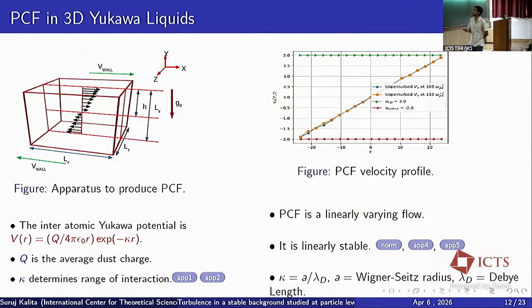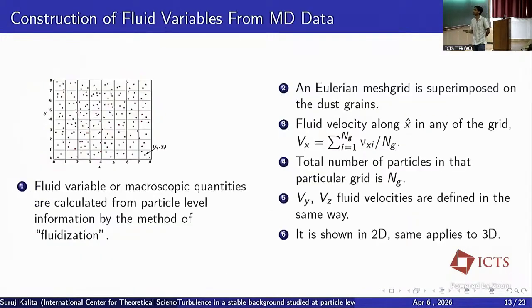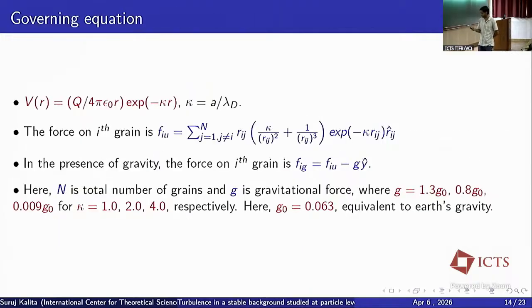I'm skipping these slides. So this is the simulation domain that I'm using. This is the potential through which the particles interact, and this is kappa, the length scale of the interactions. The higher the value of kappa, the smaller the range of interactions. So quickly going through, this is how the averaging is done, and these are simple Newton equations.